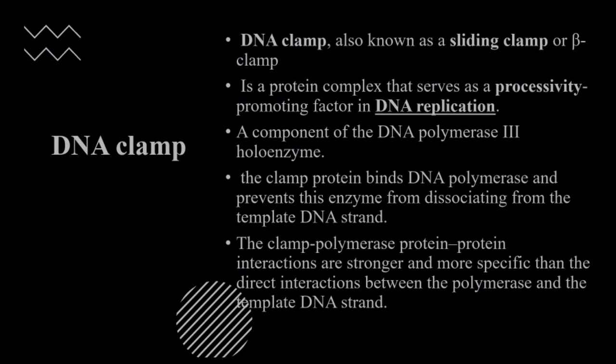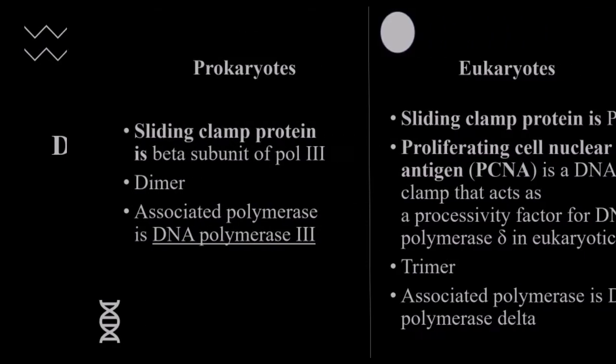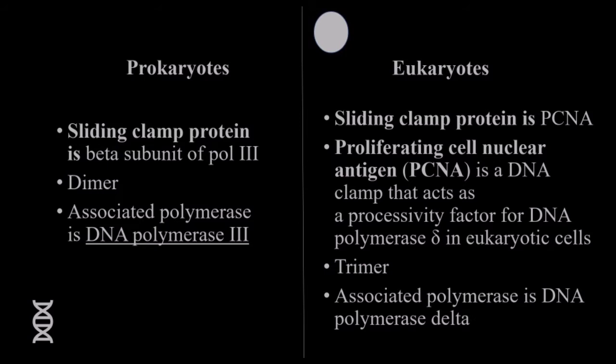Now, why do we need a DNA clamp for the binding of polymerase? Why can't polymerase directly bind on the DNA strand? This is because the protein-protein interaction between the DNA clamp and the polymerase is much more specific and stronger than the interaction between the polymerase and the DNA template. This is the reason why we need DNA clamp. In prokaryotes, the sliding clamp protein is the beta subunit of polymerase III enzyme. It is a dimer. Whereas in eukaryotes, the sliding clamp protein is the proliferating cell nuclear antigen. It is a component of the delta subunit of DNA polymerase III and it is a trimer.